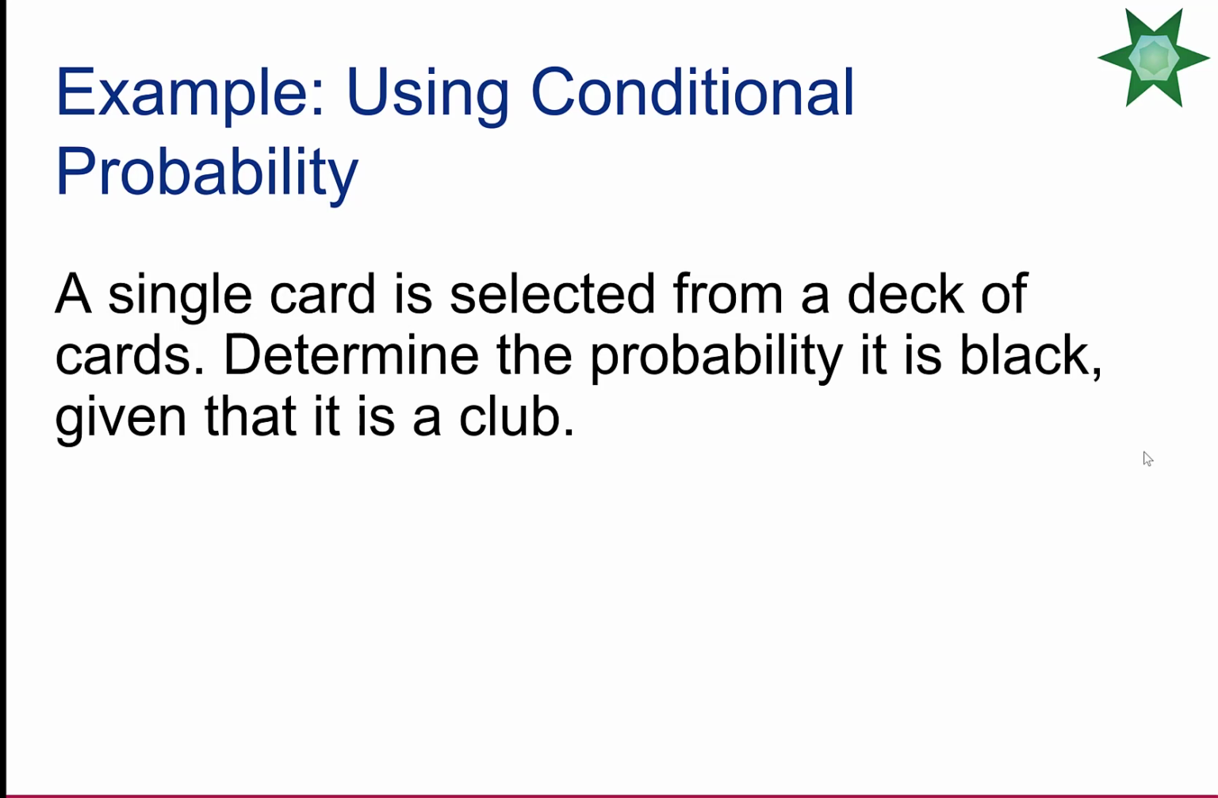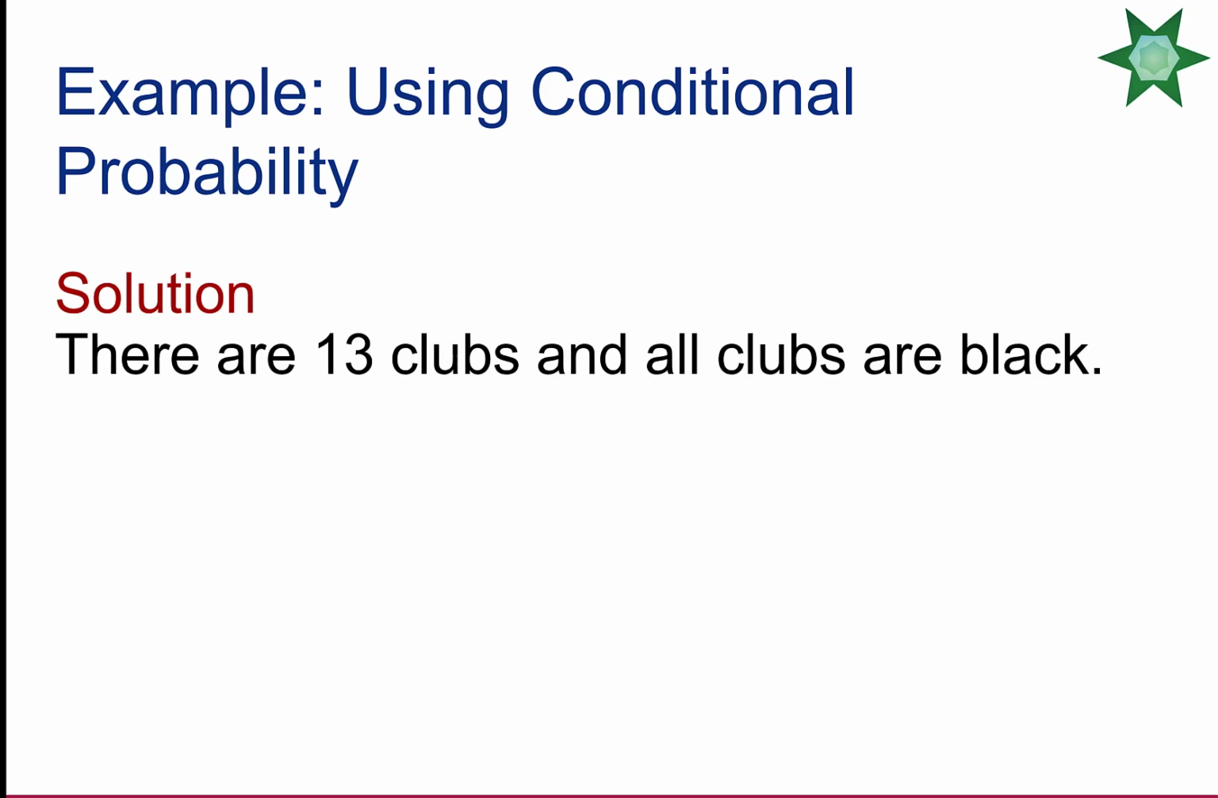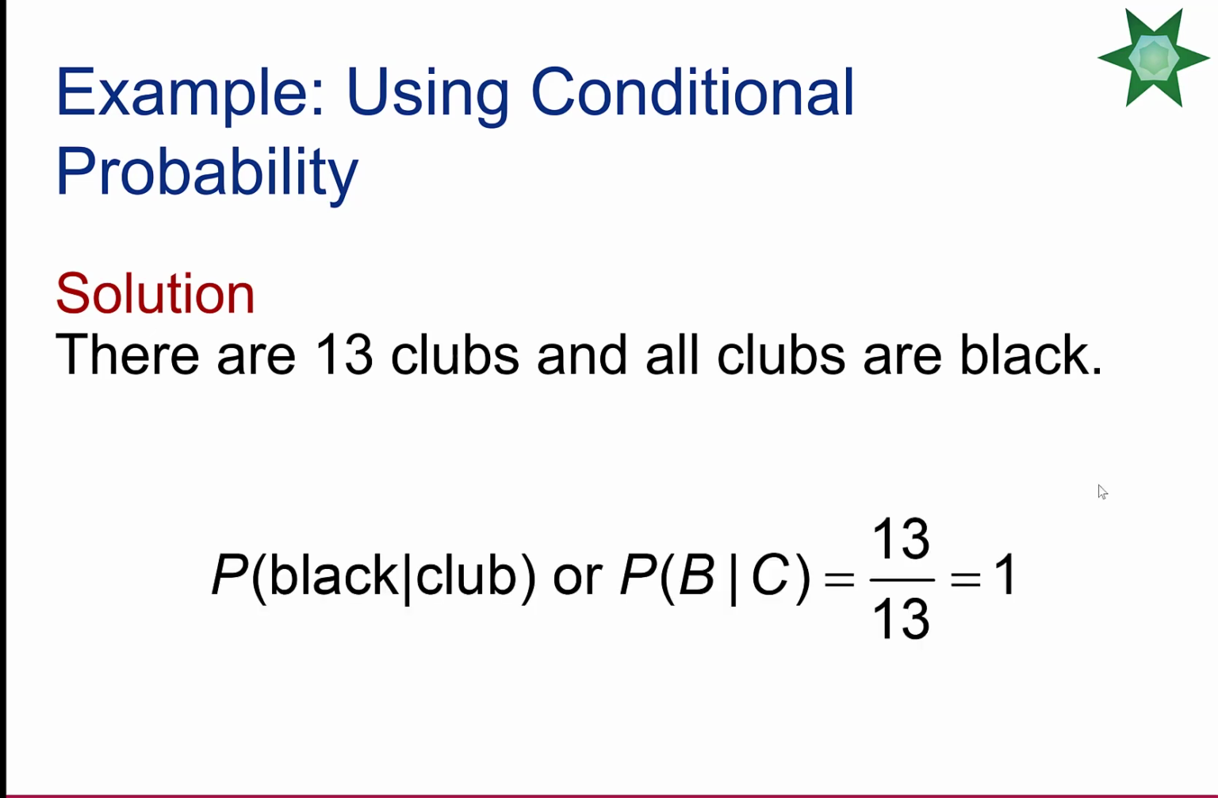A single card is selected from a deck of cards. Determine the probability it's black, given it was a club. Now this time there's 13 clubs, and they're all black. So the probability the card is black, given we know it was a club, has to be 1.